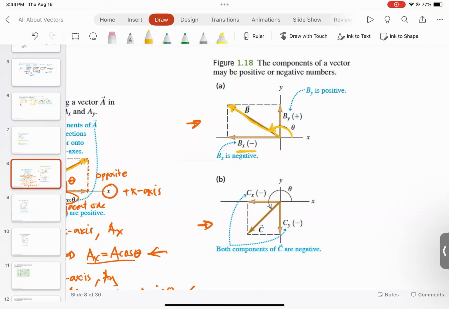Pag yung vector C naman dito sa example na ito, which has this magnitude and this direction, ay nasa third quadrant, then we expect na both x component at saka y components ng vector C ay negative.